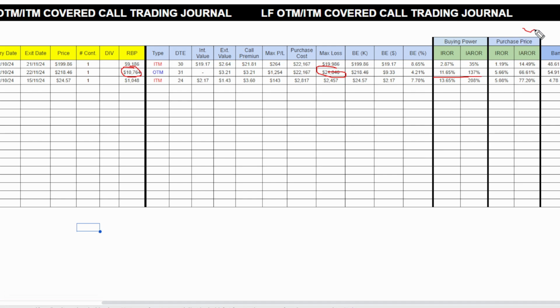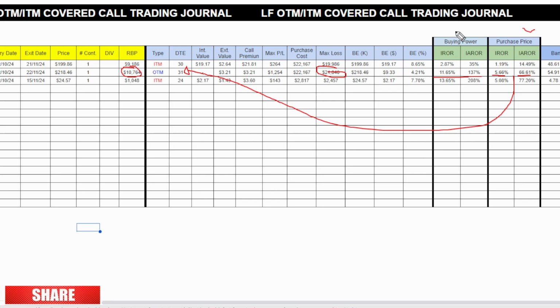Let's treat this as if you're going to purchase the share at this price here, which is our maximum loss. So our rate of return is going to be 5.66 and annualized 66.6. Why? Because you're going to be on the trade for 31 days. I'm talking about taking this to the expiration date, okay?